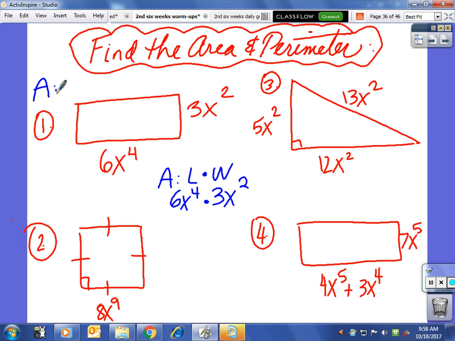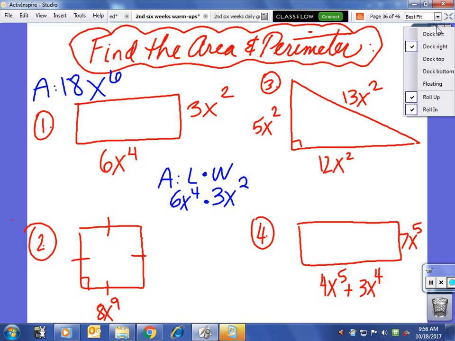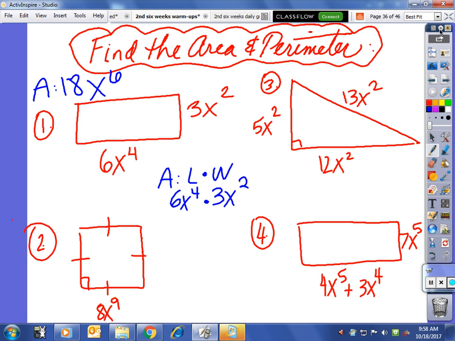What's the area of this guy? 18x to the 6. Now, perimeter. Perimeter involves adding like terms, and adding like terms never will change your exponents, ever. So when we find perimeter, we're really not doing an exponent law. We're just adding up the coefficients. We're adding like terms if there are any.